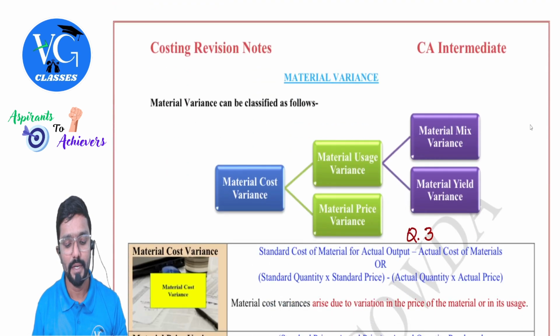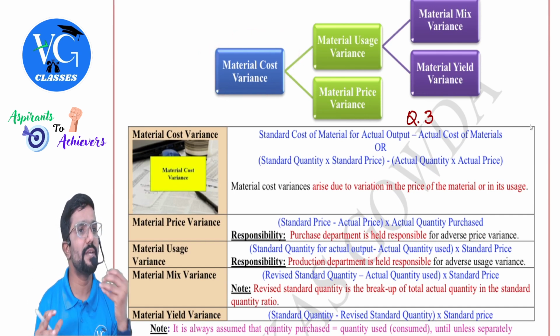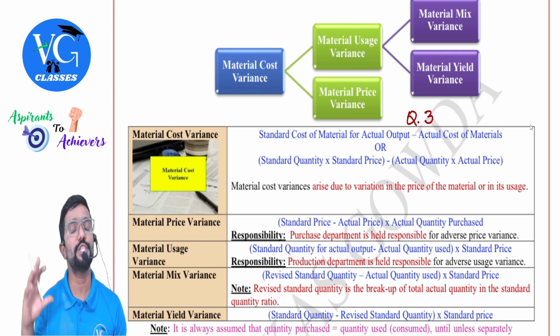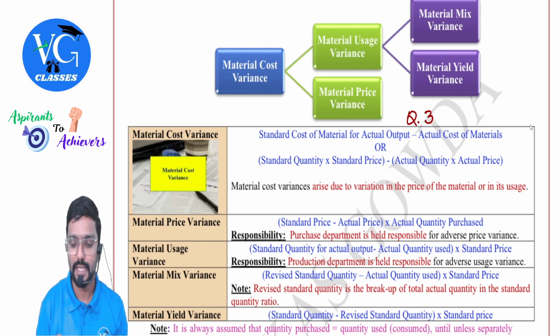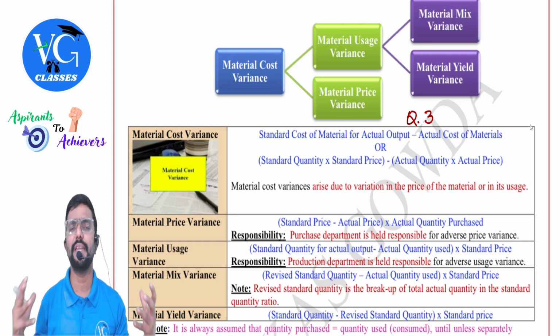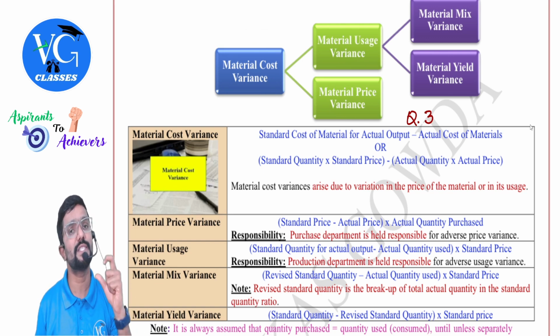Okay, sir. Now, material cost variance. Sir, we are trying to find out what is the difference between standard material cost and actual material cost. Yes. Guys, for this kind of question, whenever they ask you to calculate the material variance, labor variance, or the overhead variance, first draw a table.